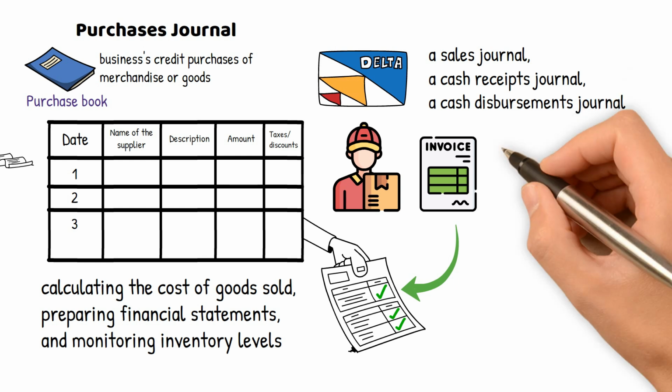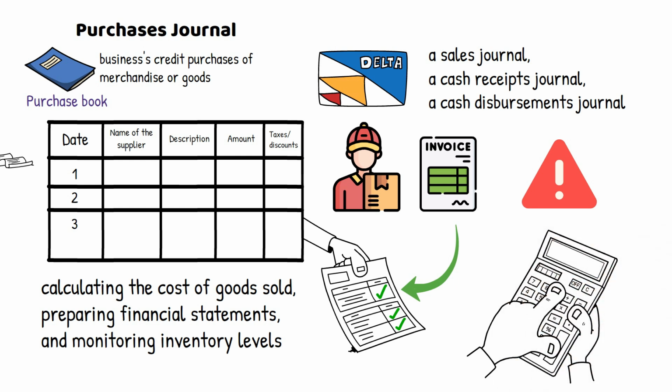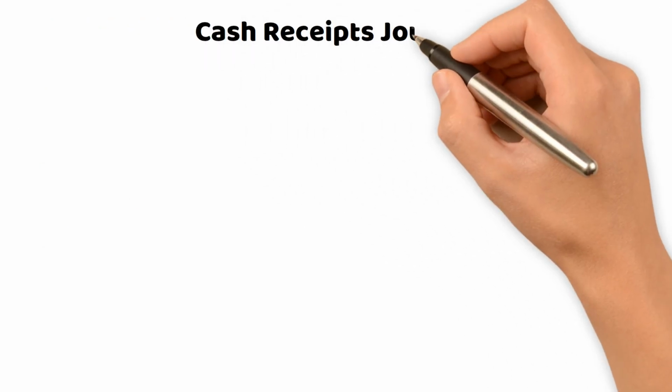Assume that a company using a purchases journal made an error in totaling the journal's accounts payable column. The error should be discovered when the total of the schedule of accounts payable is compared with the balance of the accounts payable account. Cash receipts journal.